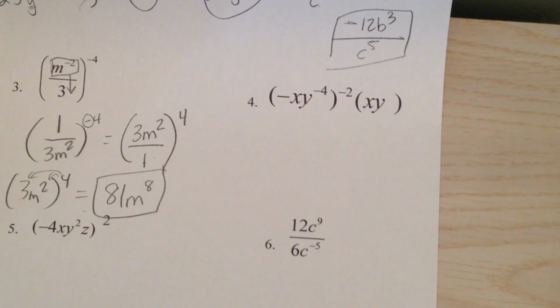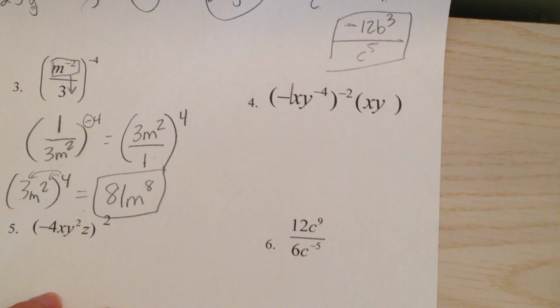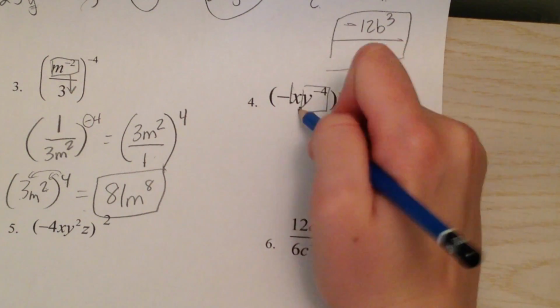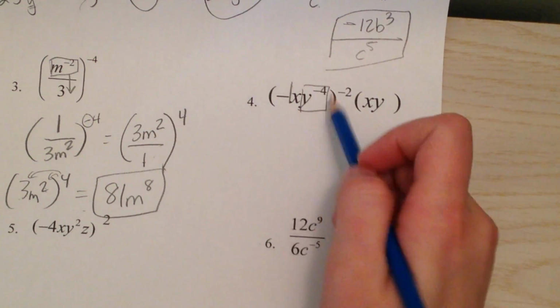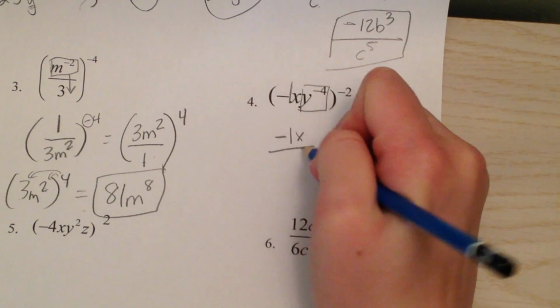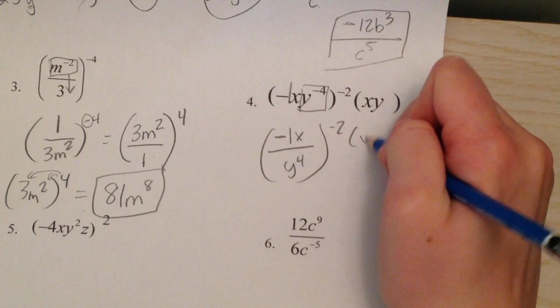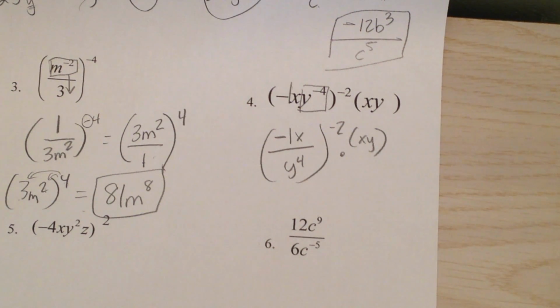Again, where do we get started? First off, I'm going to stick this 1 in there. So that's not just a negative, that is a negative 1 sitting there. And I'm going to start in these parentheses by getting rid of that negative exponent right there. So I'm going to say this is negative 1x all over y to the 4th to the negative 2. And then we've got this xy over here to multiply it with when we're done.